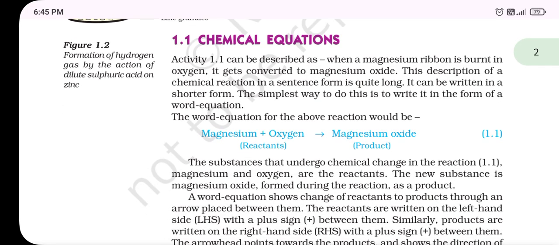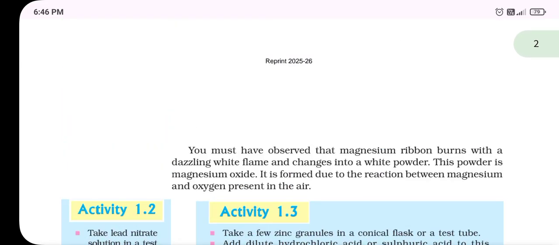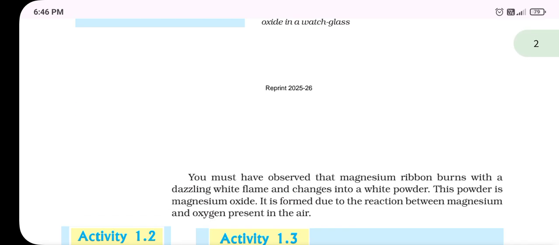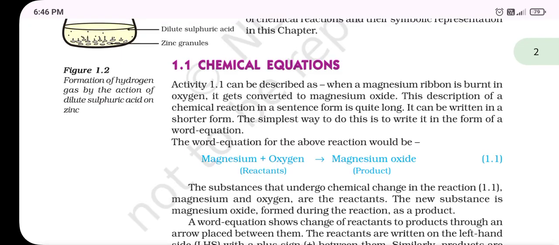It says 1.1, chemical equations. So we are going to study chemical equations. Are you guys ready? Yes, let's go. Activity 1.1 can be described as: when a magnesium ribbon is burnt in oxygen, it gets converted to magnesium oxide. That we know, because in the first activity, magnesium in the presence of oxygen forms magnesium oxide.